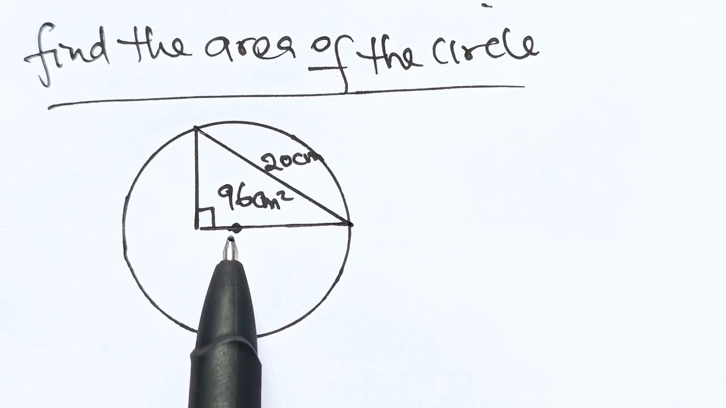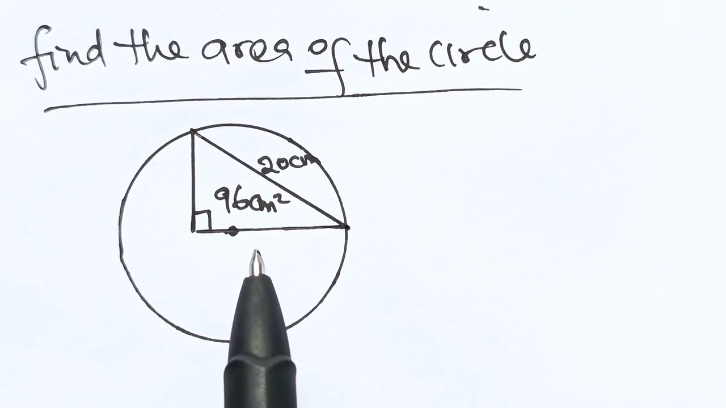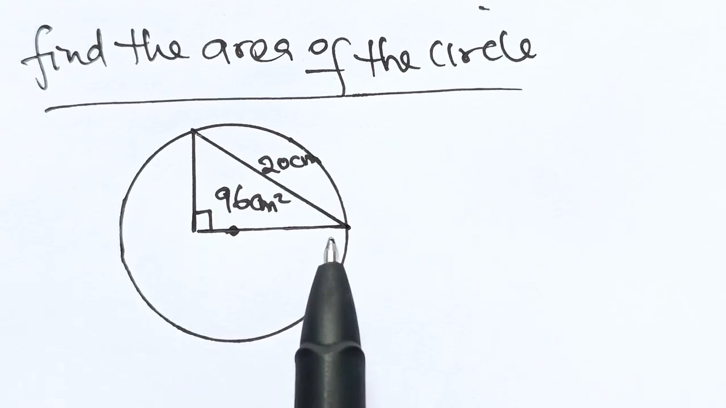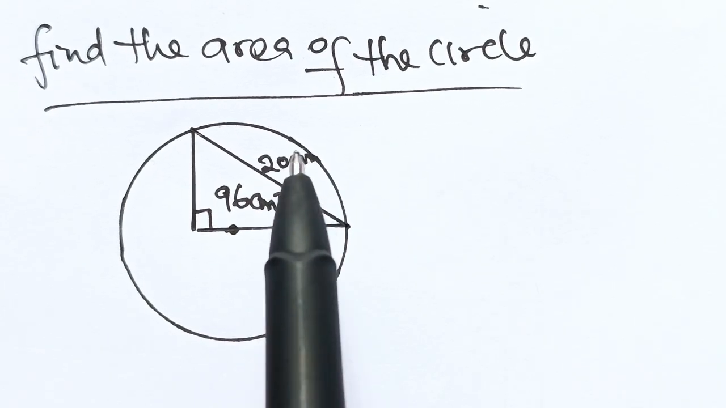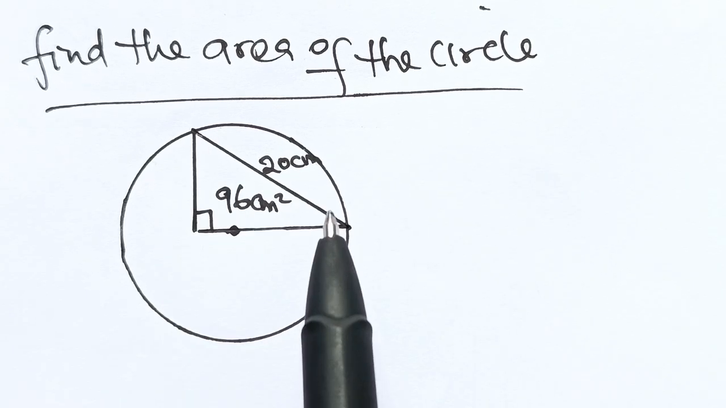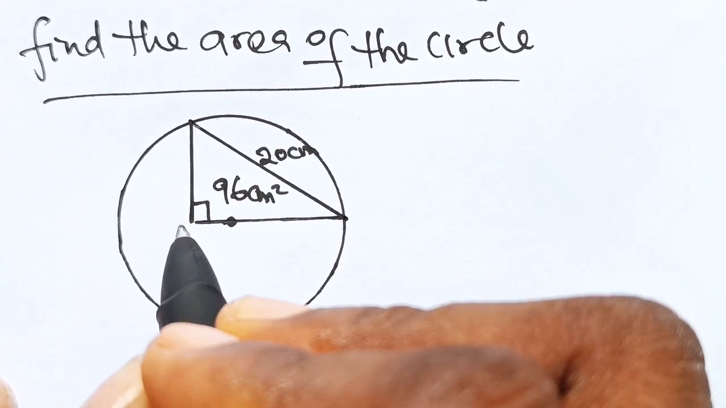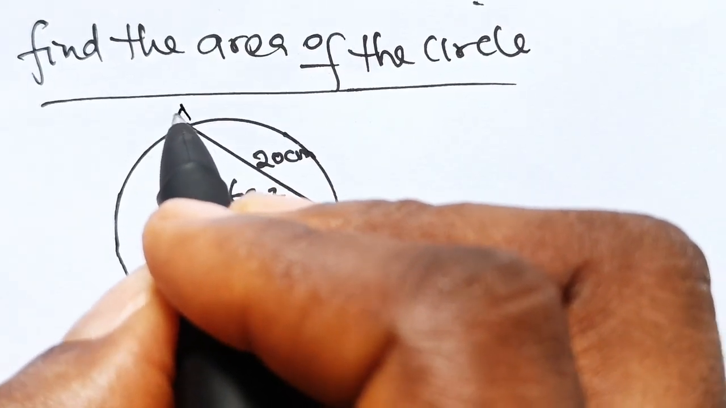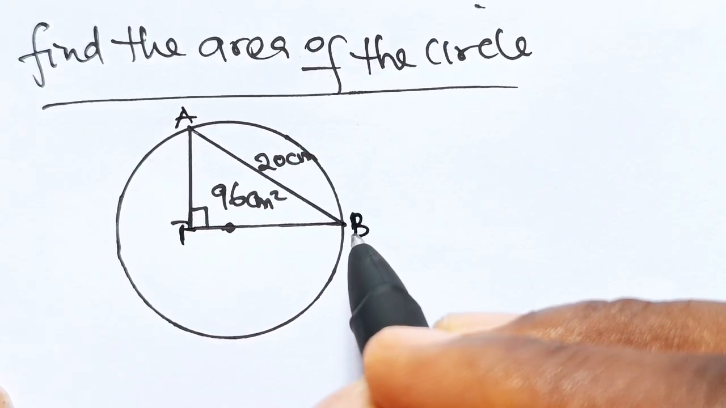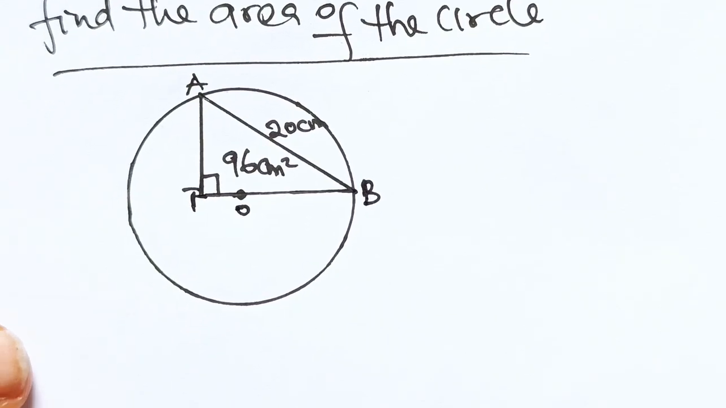This is the center of the circle. The area of this right angle triangle is 96 centimeters squared, and the length of this place from here to here is 20 cm. So first, let's call this T, let's call this A, let's call this B. This center is O.